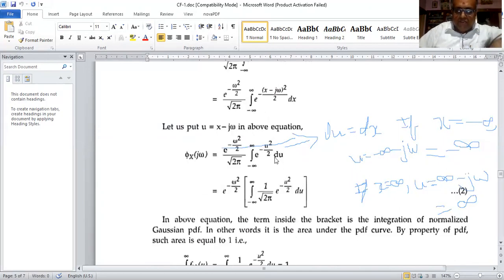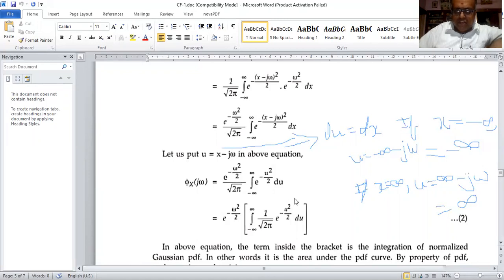I can solve this using beta gamma functions as I told, but I shall use the concept of the definition of the standard normal distribution curve. So e to the power of minus omega squared by 2, I have 1 by root 2 pi. This root 2 pi in the denominator, you bring it inside the integral sign. Constants can be taken inside the integral and outside the integral also. So take this 1 by root 2 pi inside. So I get 1 by root 2 pi integral minus infinity to plus infinity 1 by root 2 pi e to the power of minus u squared by 2 du.